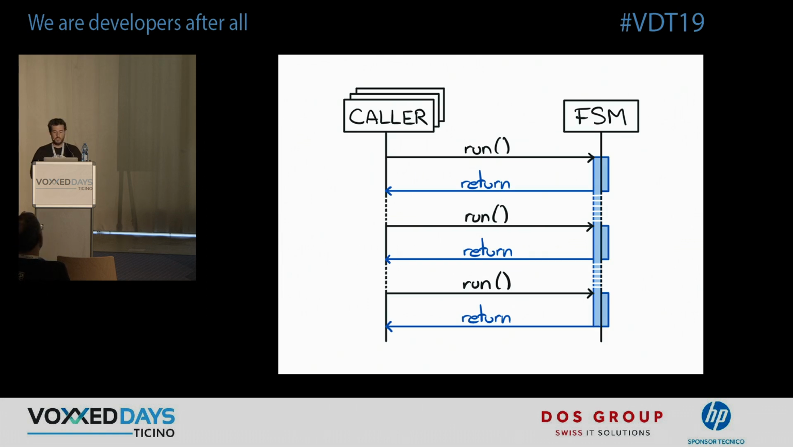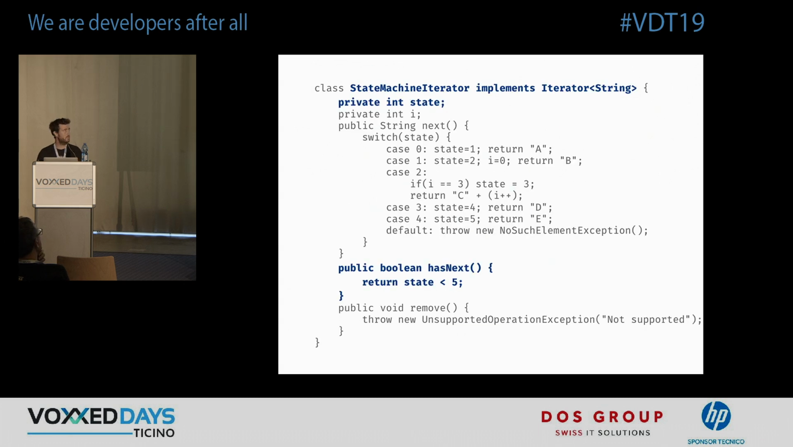Explaining continuation this way is a bit complicated, but if we were to implement them ourselves, we might do it by using a pattern known as a finite state machine. So let's try to do it together. We are going to have a caller and a finite state machine, and when we call run, and our finite state machine calls return, we are going to have to save the state somewhere. For the sake of this example, I've used an iterator. I'm going to assume everyone here knows what an iterator is.